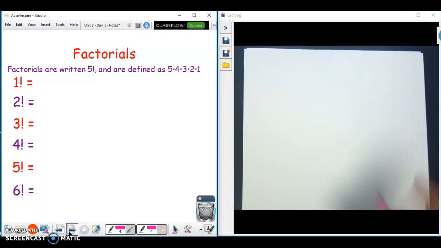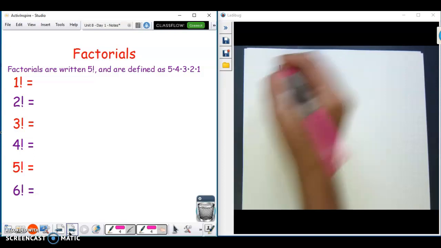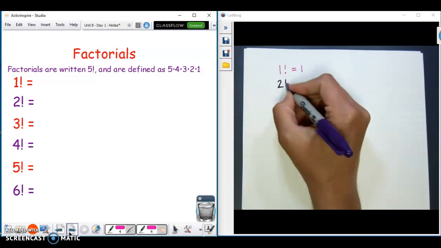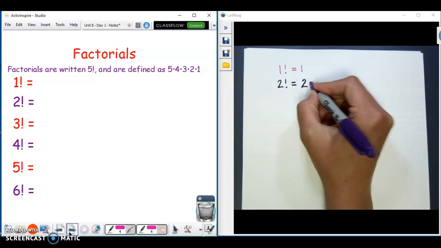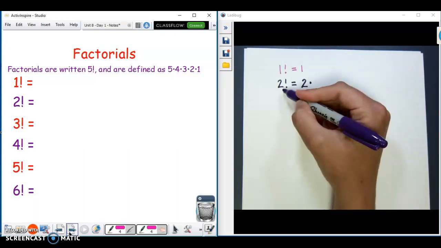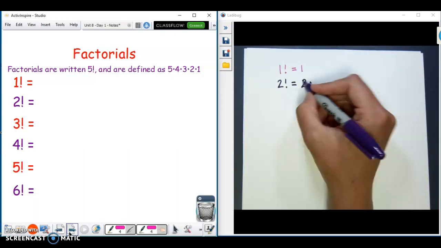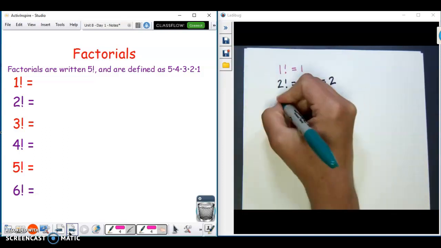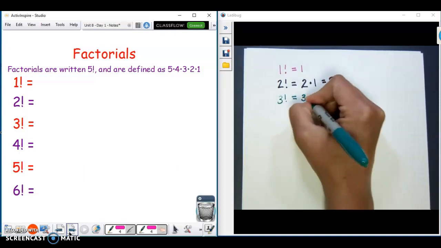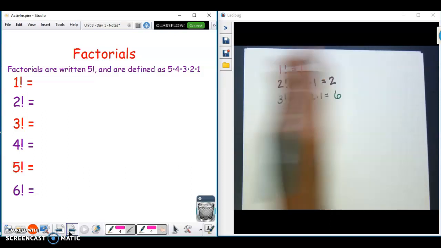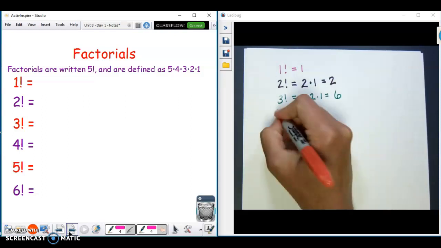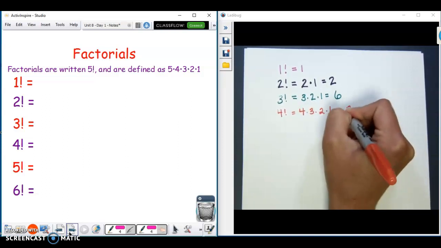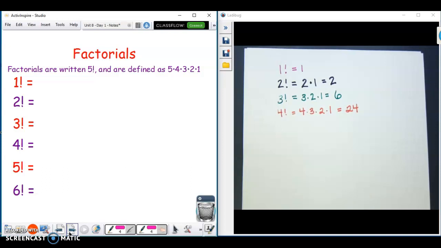So guys, if we just have 1 factorial, that is just going to be 1, okay? 2 factorial: what you're doing for factorial is you take the number that they give you and you're counting down, but you're multiplying those together. So 2 times 1, which will give us 2. Then we have 3 factorial, which is 3 times 2 times 1, which will give us 6. And then 4 factorial, which is 4 times 3 times 2 times 1, which will give us 24.